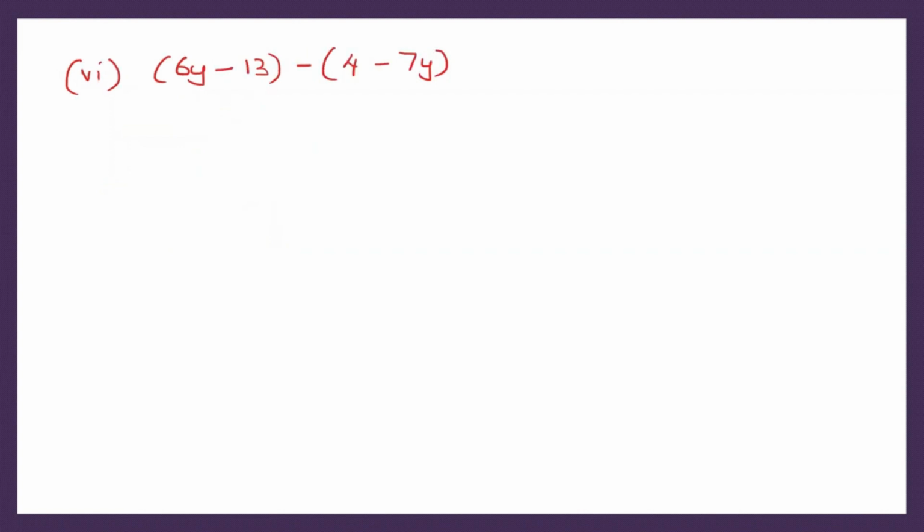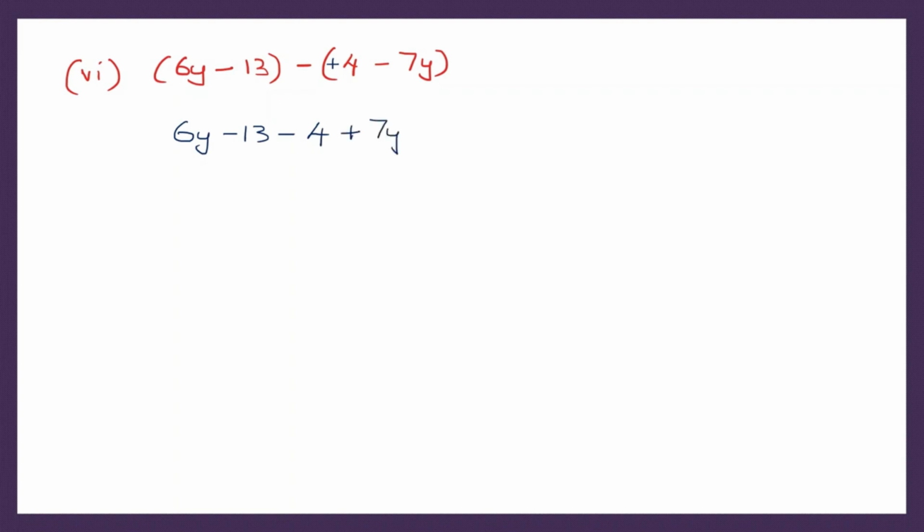Question 6. So the first bracket, we can open it, 6y minus 13. Before we open the next bracket, let's check the sign inside and change the signs of the terms. So this is plus, sign outside the bracket is minus. So all the signs of the terms will change. So plus 4 becomes minus 4, minus 7y becomes plus 7y.